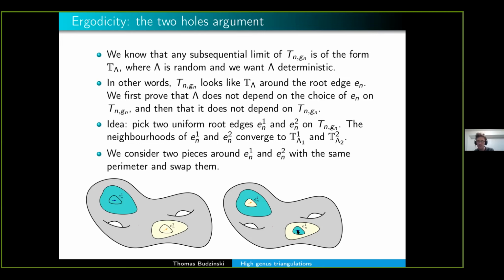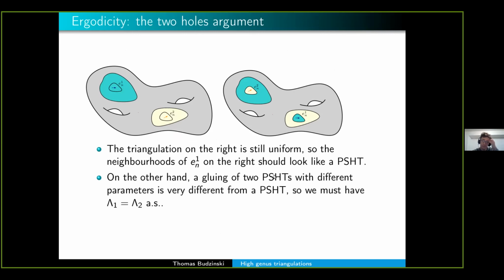But on the other hand, if lambda1 is different from lambda2, then the blue part is going to be very different from the yellow one, which means that this actually cannot be a piece of a Pschit. So we get a contradiction. So this proves that if I fix a triangulation, then the lambda is the same everywhere.